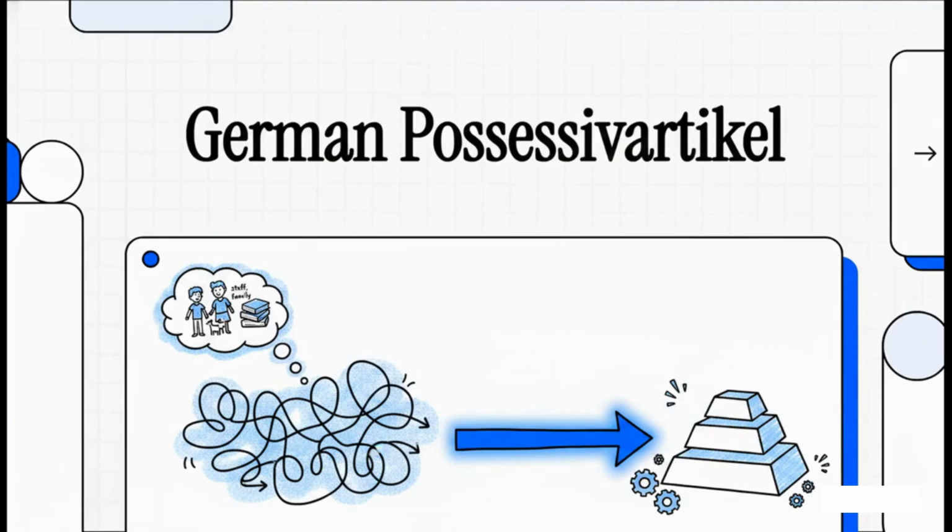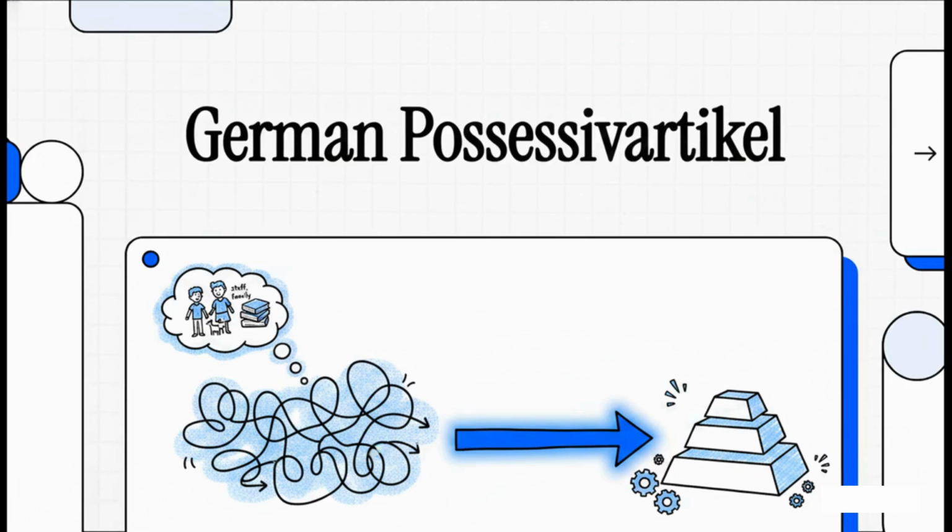Welcome to today's explainer. If you're learning German, you've probably figured out pretty quickly that talking about your stuff, your family, or your friends is absolutely crucial for daily life. But getting it right in German definitely takes a little bit of grammatical gymnastics. But hey, don't worry, we're not doing any actual stretching today.